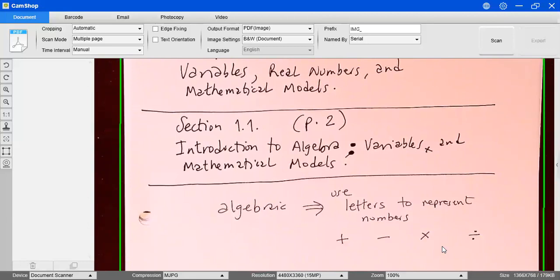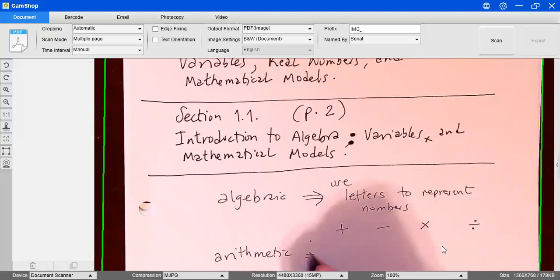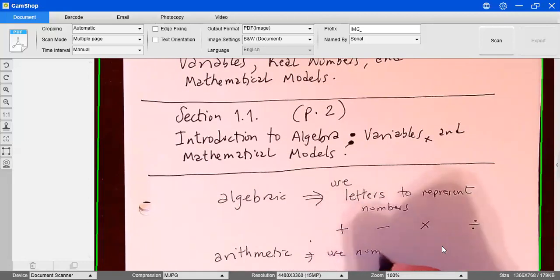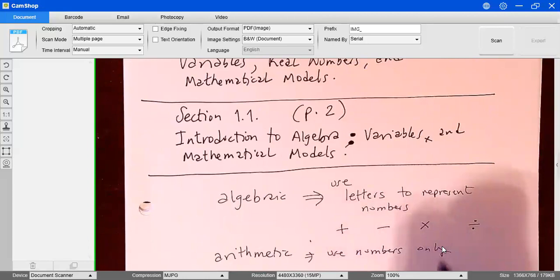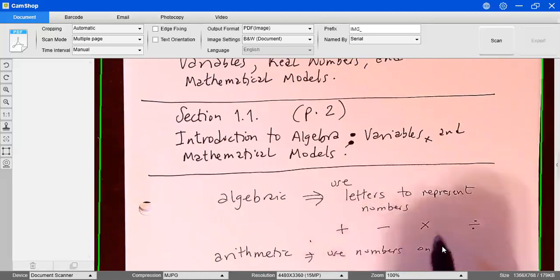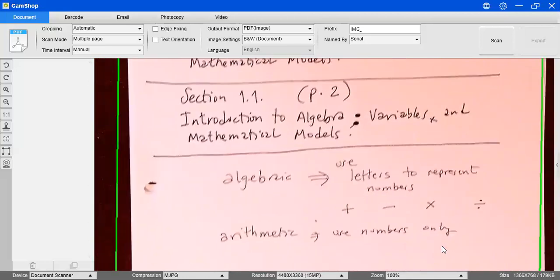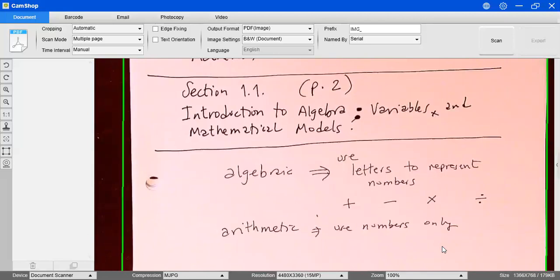In opposition to arithmetic, when you use the word arithmetic, that means that you only use numbers and mathematical symbols for operations, but you don't use letters. So when you say arithmetic, you use numbers only, but you still use these symbols: the symbol for addition, the symbol for subtraction, the symbol for multiplication, and the symbol for division, and others that we're going to be learning throughout the course.